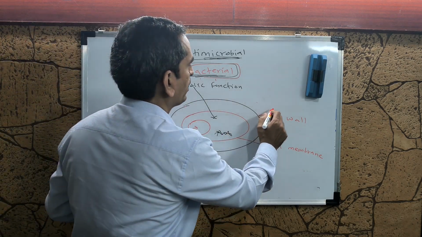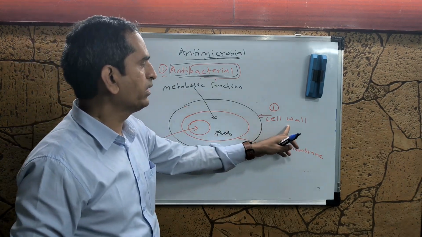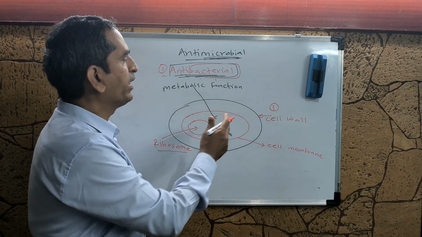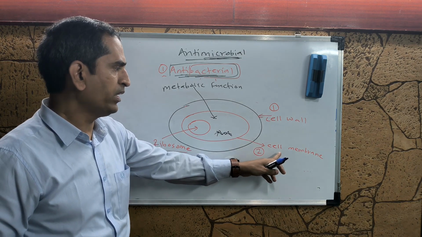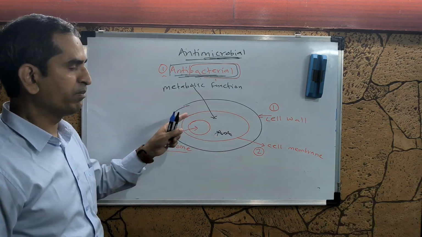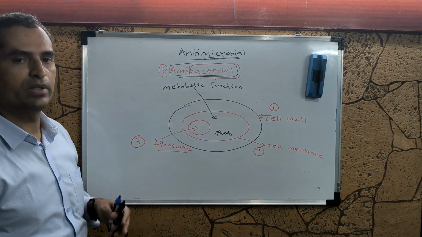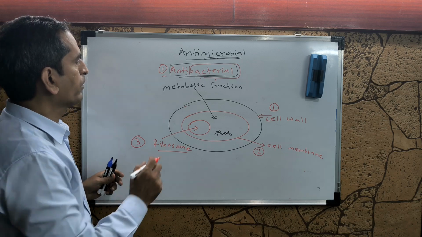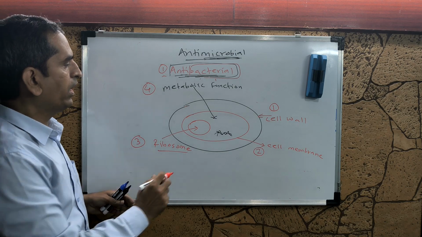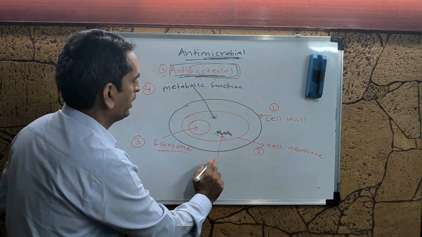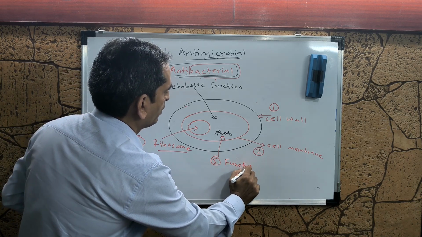Certain drugs are able to work on the cell wall. That means they inhibit the formation of the cell wall, or they make the cell wall weaker. Some drugs act on the cell membrane and make the cell membrane more permeable. Some drugs act on the ribosome so that protein synthesis is inhibited. Some drugs inhibit the metabolic functions in the bacteria, and some of them interfere with the functions of genetic material.